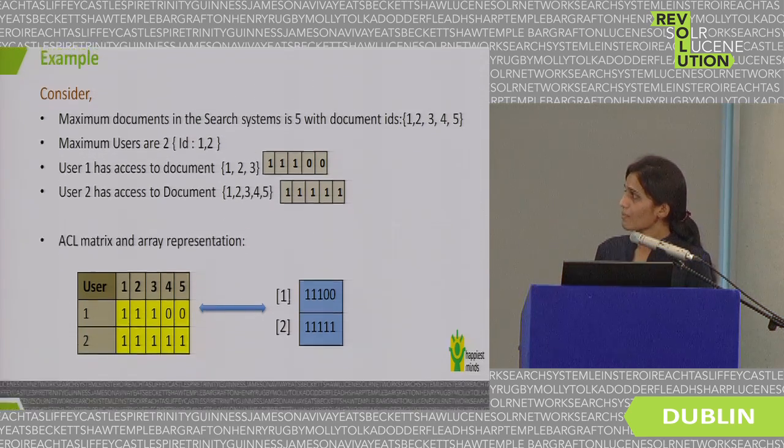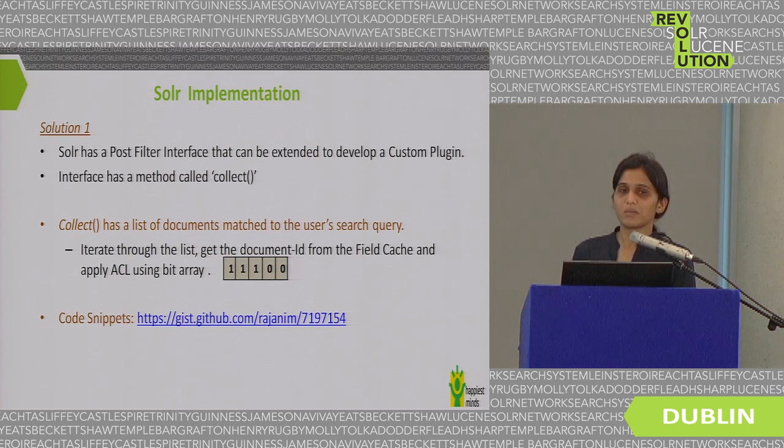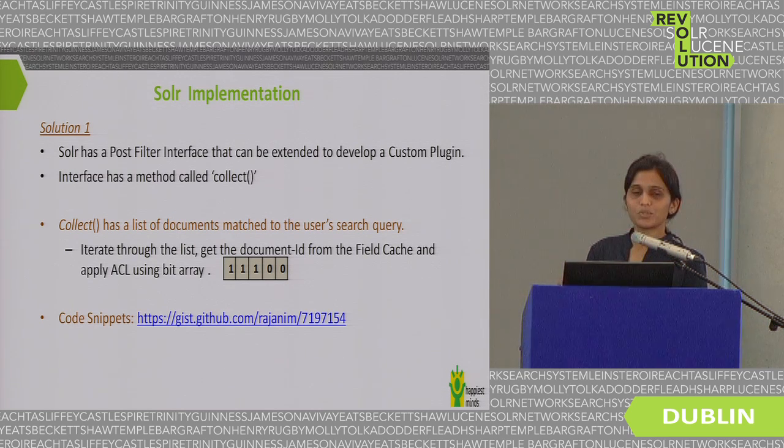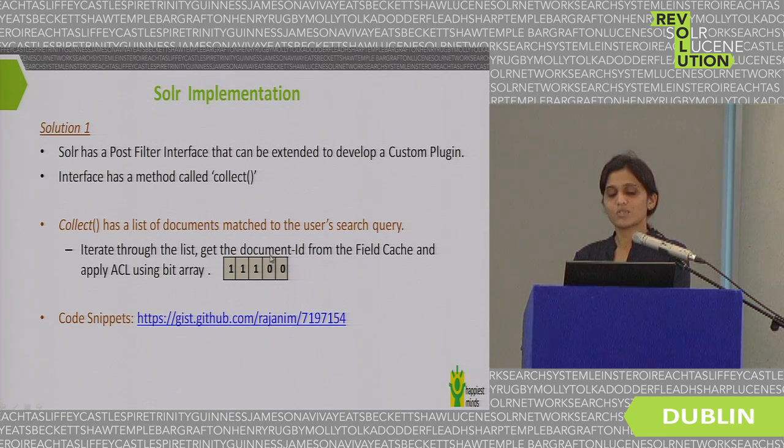So in the Solr implementation for solution type 1, we have a post filter interface in Solr that can be utilized to develop a custom plugin. This post filter interface has one method called collect. It has the list of documents that match the search query. So we iterate through that and use this array of bits to check whether the user has access or not for all the matched documents.